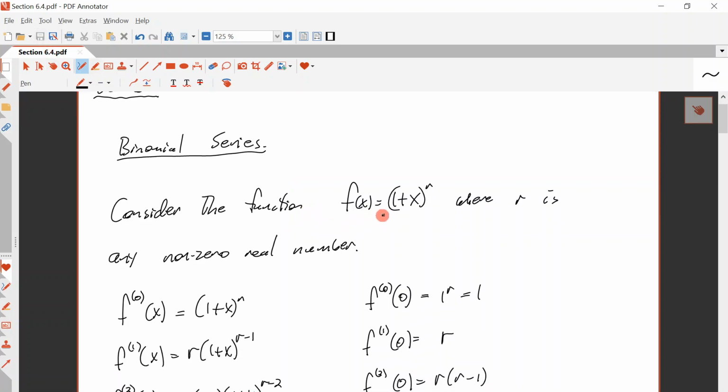So consider this function, 1 plus x to the r. r is any non-zero real number, typically not an integer.